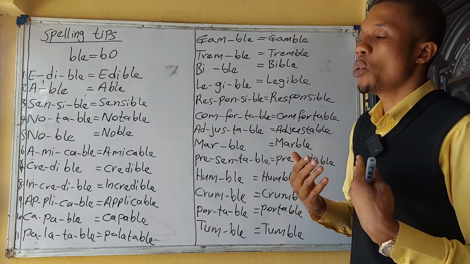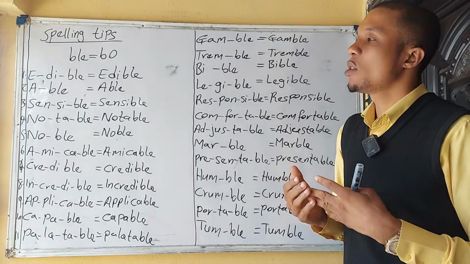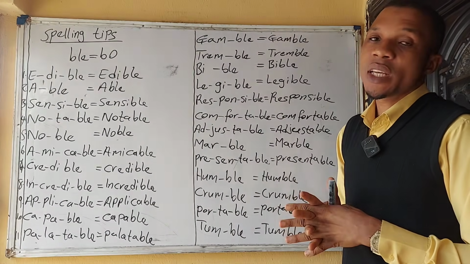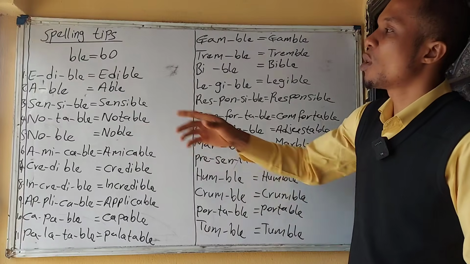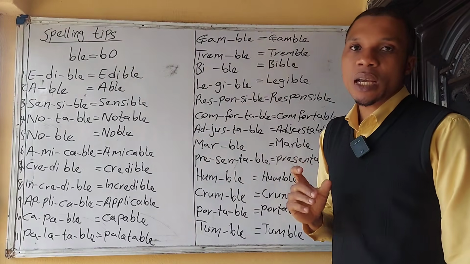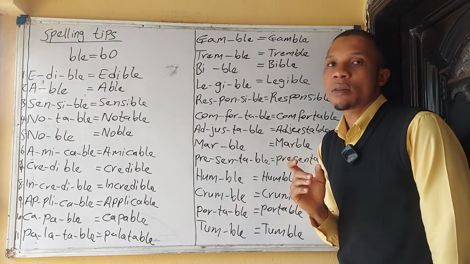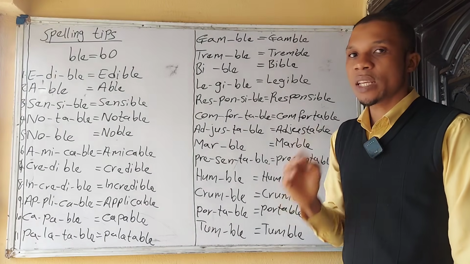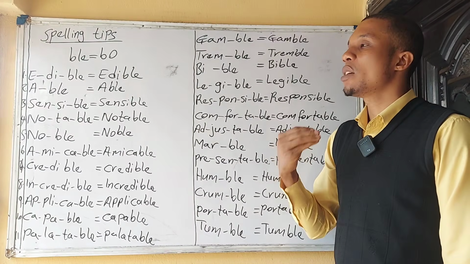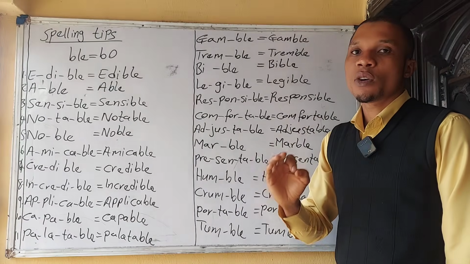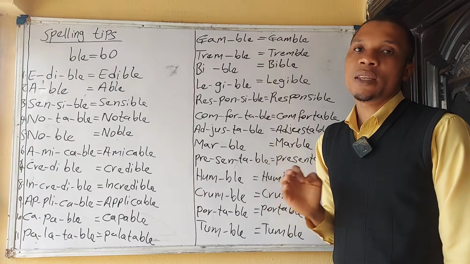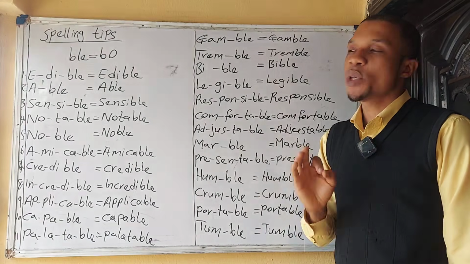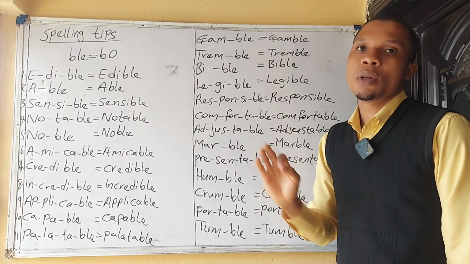And when you use this BLE, your spelling becomes correct, not BO. Is that clear? BO is not the right spelling whenever you hear the bo sound at the end of an English word. So whenever you hear bo at the end of a word, use BLE majorly. Is that understood? BLE sounds bo.